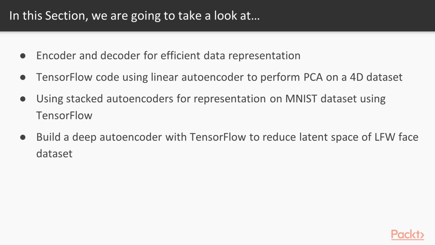The first one is going to be TensorFlow coding using linear autoencoders to perform PCA on a 4D dataset. And then we are going to use stacked autoencoders for representation on the MNIST dataset using TensorFlow. And the third one is going to be building up a deep autoencoder with TensorFlow to reduce the latent space for the LFW face dataset, which is a University of Massachusetts Amherst dataset.